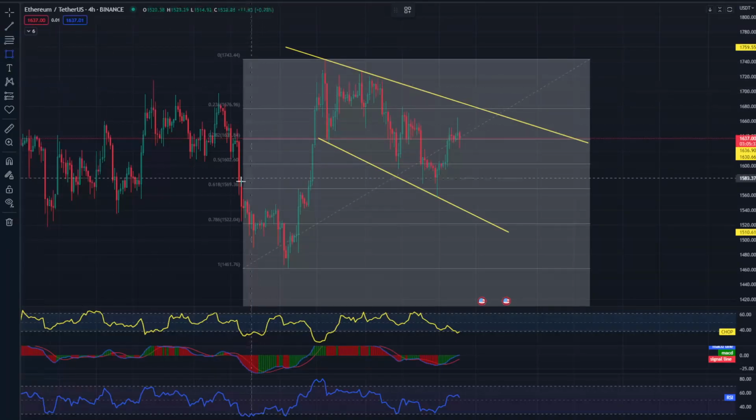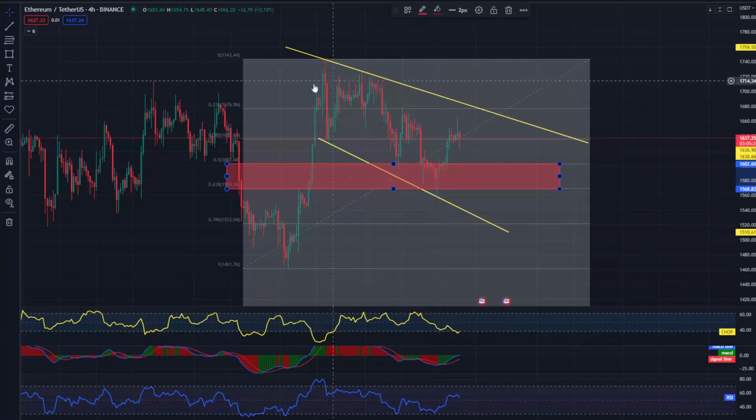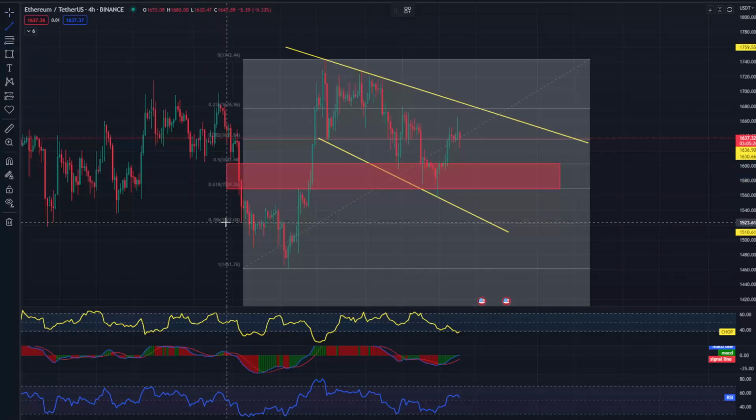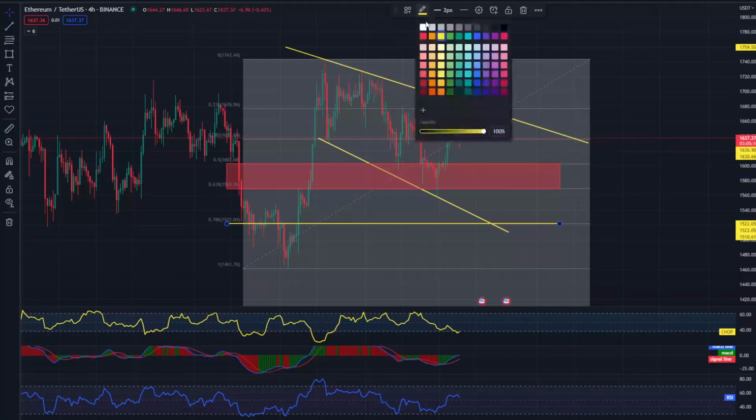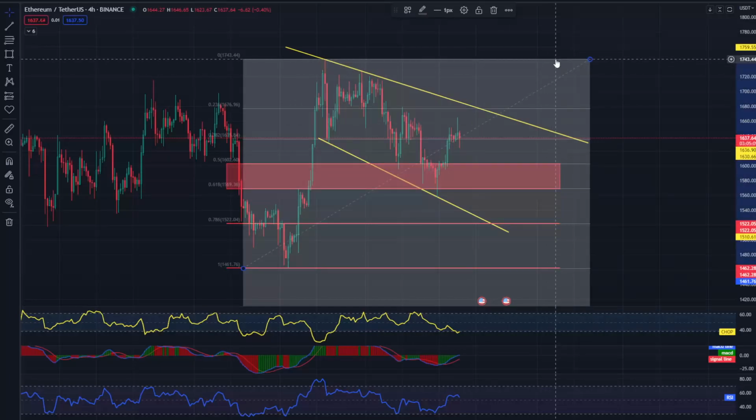To mark support, we will put FIB retracement tools, and as you can see, we first have a support zone from $1,603 to $1,569. The second support at $1,522, but if the price drops below, we have another support at $1,462.